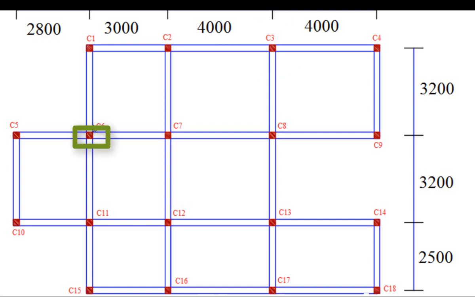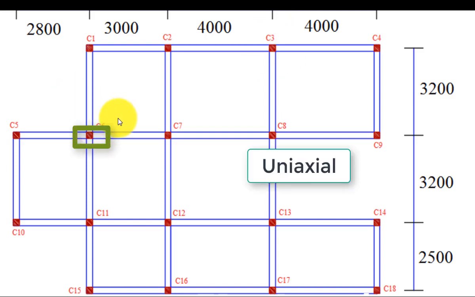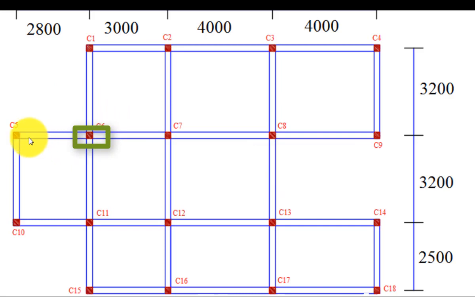C6 is a uniaxial column because of the x-axis. To the left, we have 2,800. To the right, we have 3,000 mm. It is not at the center. What about the y-axis? We have 3,200 here, 3,200 here. So it is only uniaxial in the x-axis. So we can say C6 is a uniaxial column.